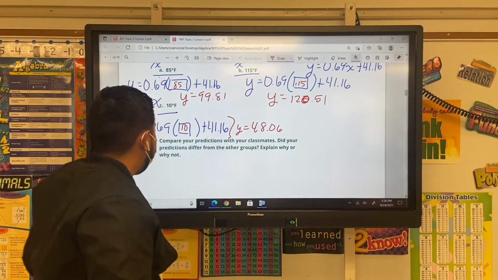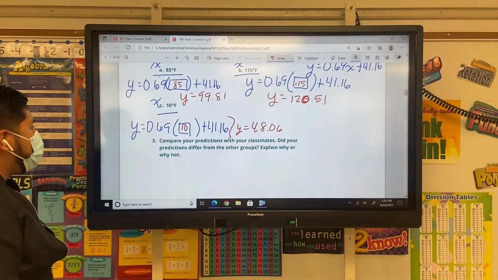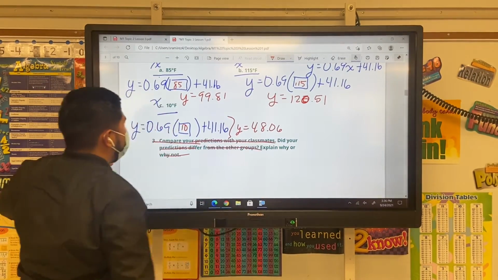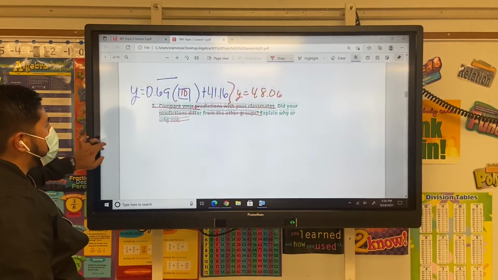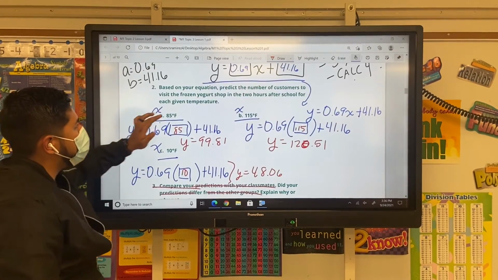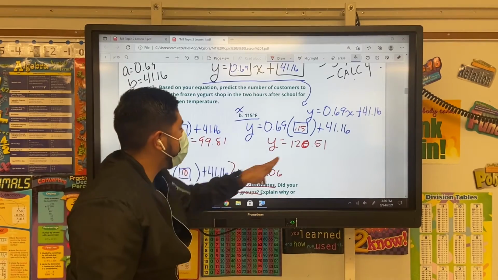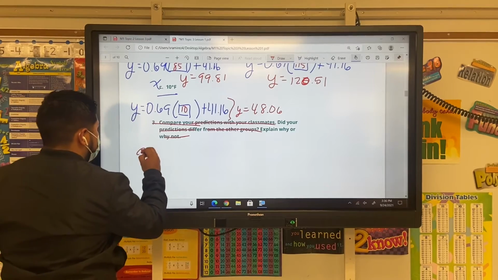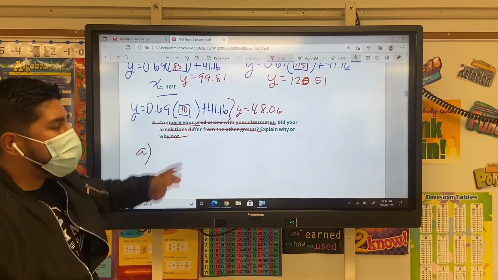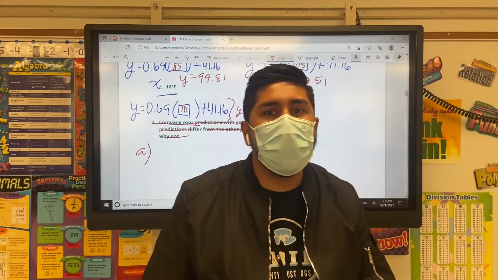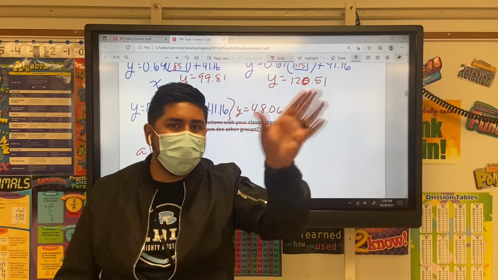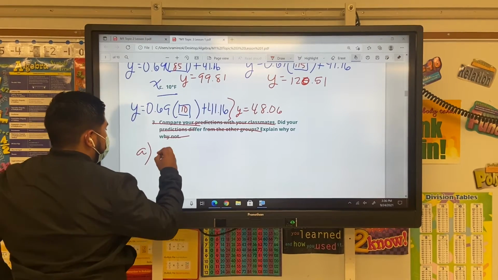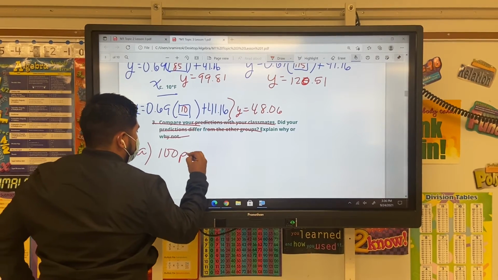Okay. Now, we want to be able to, don't worry about number 3. We want to be able to make sense of those numbers. So it says predict the number of customers. These are our customers, but people cannot be customers. Okay, so 98.81, that's not the amount of people, we have to round. Rounding up, that makes it 100 people came to get ice cream.